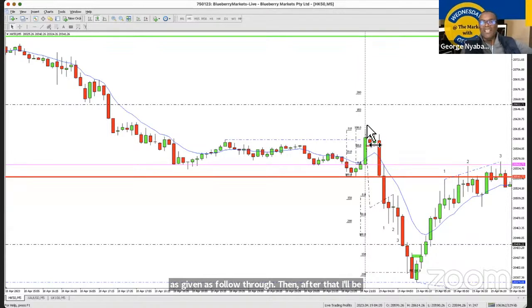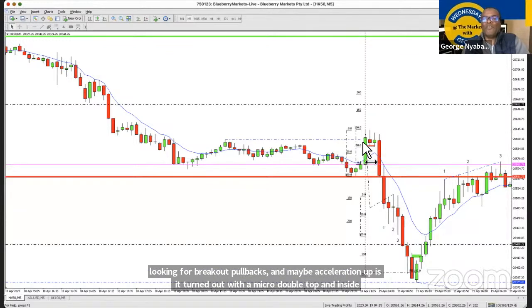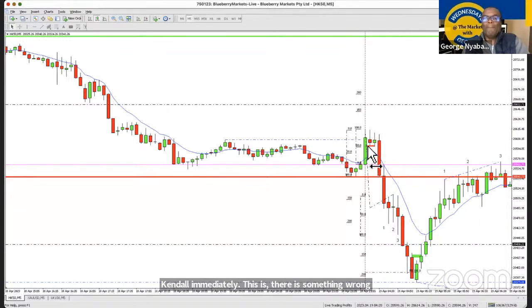As it turned out, we had a micro double top and inside candle. Immediately, there's something wrong with the bull case. Okay, we are back within the trading range. So as far as the bears are concerned, this is just a continuation of the trading range. It's a failed breakout above the trading range. It's a decent enough reversal. So the bears will be thinking, well, okay, there's a breakout pullback, so maybe we should sell that. It's a lower high. At this point, if you're taking that, it's a good second candle trade, but it's a low probability event, because the market might just accelerate up.